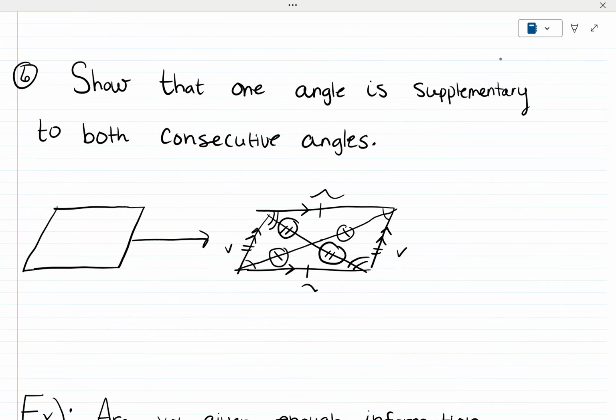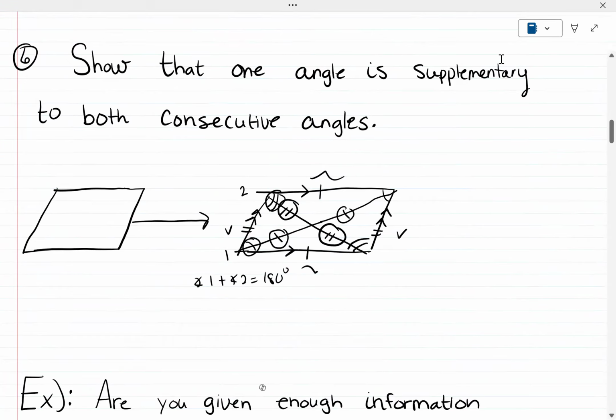If you know what this angle is, it's congruent to this angle. And if you add up this angle plus this angle, it's what's called supplementary. So let's call this angle 1 and this angle 2. If you add up angle 1 plus angle 2, it equals 180 degrees. That means it's supplementary.